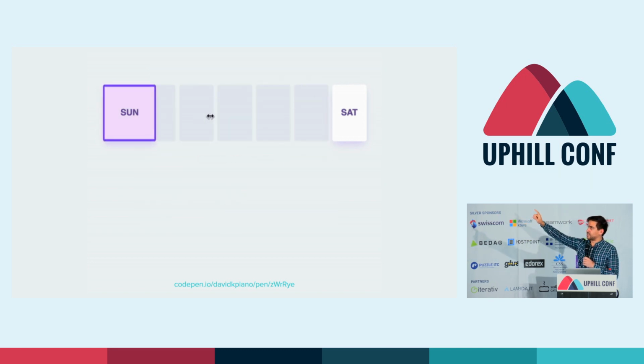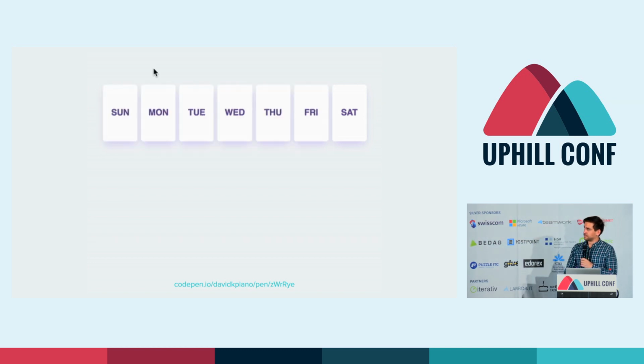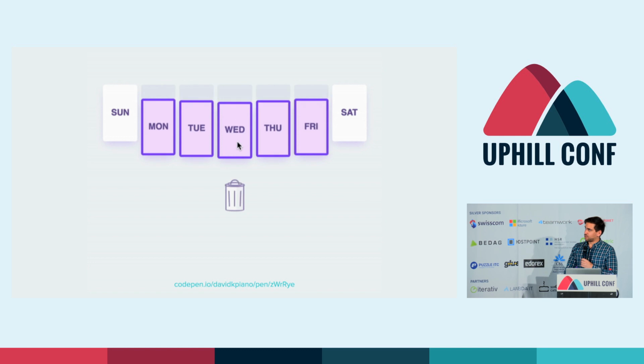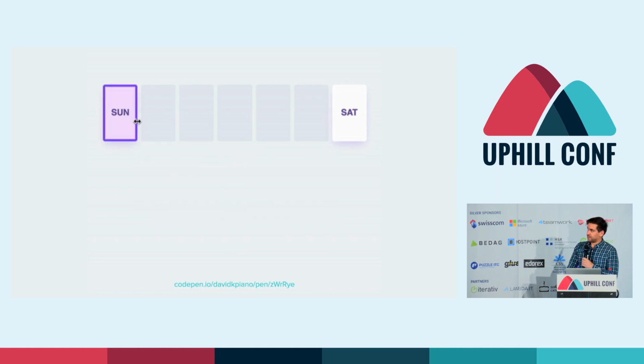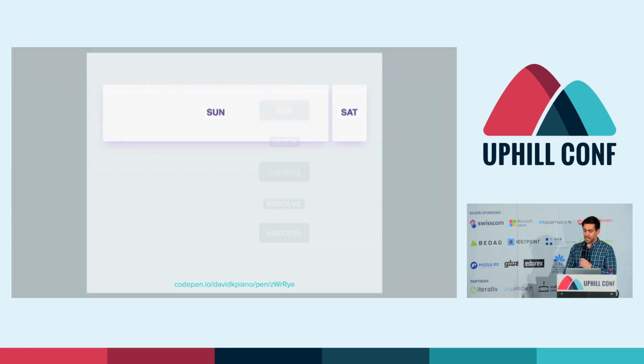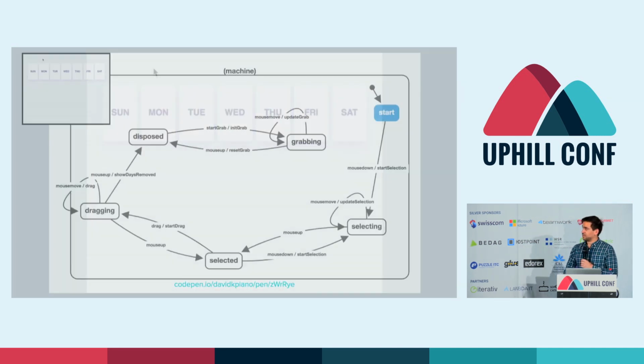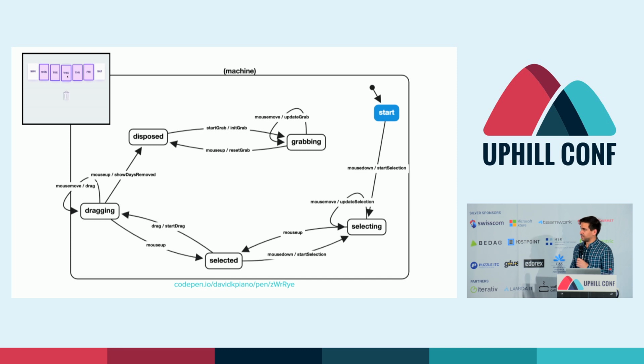First of all, it has that blue rectangle. But then now dragging does a different behavior. And now dragging does yet another behavior. So how do we manage that complexity in this app? Well, you use a state machine. So we could have different finite states, such as selecting, selected, dragging, disposed when it goes in the garbage, and then grabbing when you're actually grabbing a day and stretching it out. And you could have different behaviors defined for each of those states.